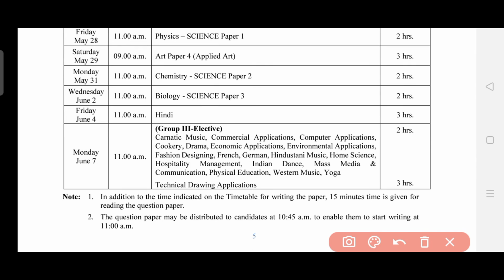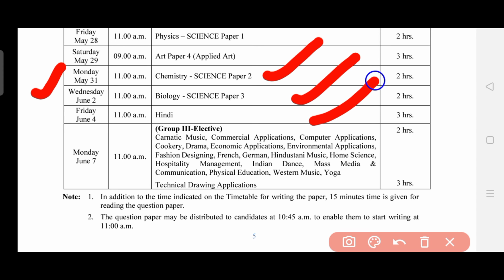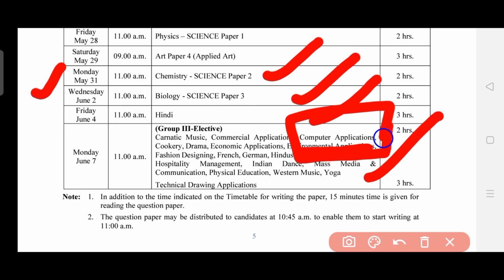So after physics you have the chemistry examination on May 31. So you have only 2 days to prepare for chemistry. And then on June 2 you have biology, science paper 3. And on Friday, means after one day, you have the Hindi examination on June 4. So you have 3 examinations with a two-day gap each: chemistry, biology and Hindi. And last, there is also the computer application examination, on June 7, means you again have 2 days for this examination.